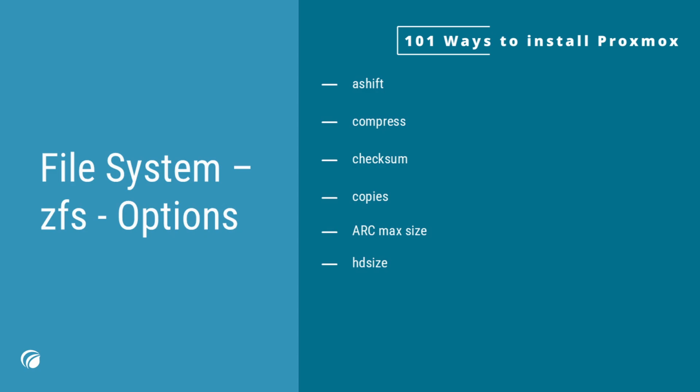The copies option specifies the number of copies each data block stored to a pool should have. The default is 1. The more copies, of course, the more disk space you require. You should only use 2 copies in case of critical data.